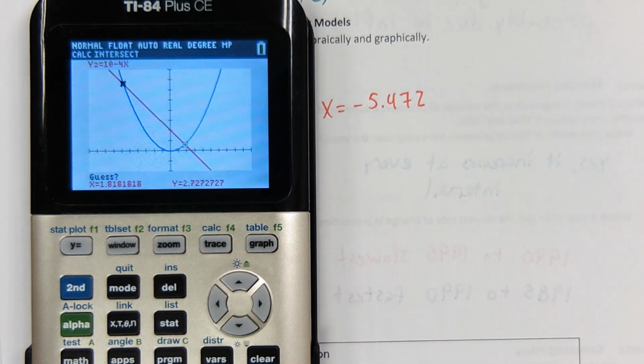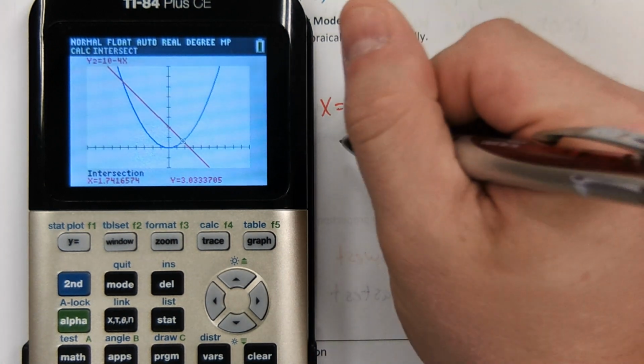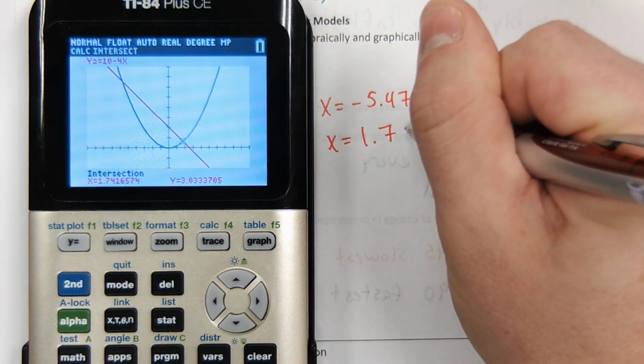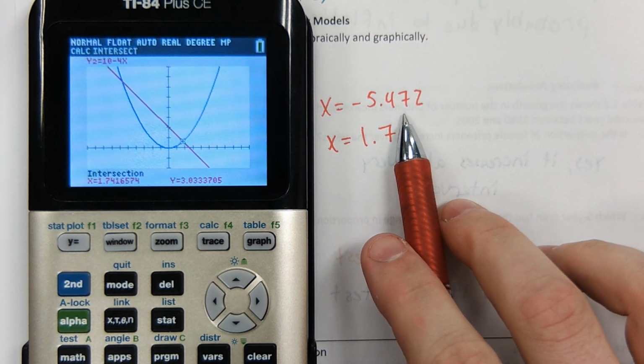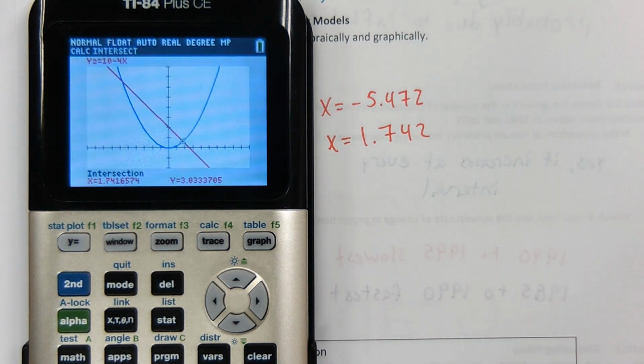Oops, went a little past it. And then hit enter again. And it says the other answer is at positive 1.742. It gave you the same decimal, someone just realized. Wait, was the other one 742 also, and I just wrote it wrong? Oh, okay, this is 742. Sometimes they'll give you the same decimal.